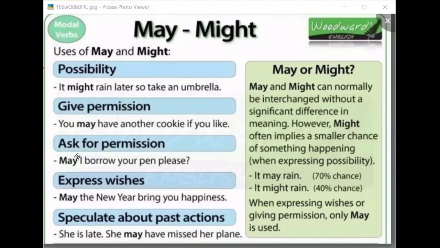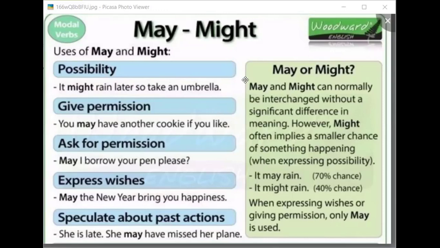Speculate about past action. She's late. She may have missed her plane. Okay, so these are not new things that we are discussing today, but it's a revision of modal verbs. So keep in mind some of the things we should remember about modal verbs we are revising today. Okay, so here, possibility with might. It might rain again. We discussed it earlier. So it might rain later, so take an umbrella.